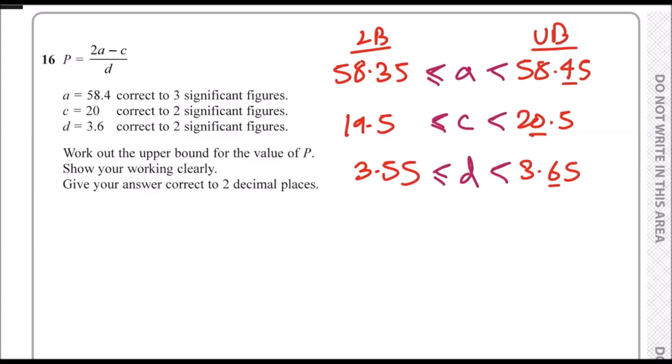Now to work out the upper bound value for P, so P upper bound, we need to firstly think about what values we need to choose here. And by the way, guys, we can't just pop in any upper bound values for all of these terms because it won't give you the actual highest value.